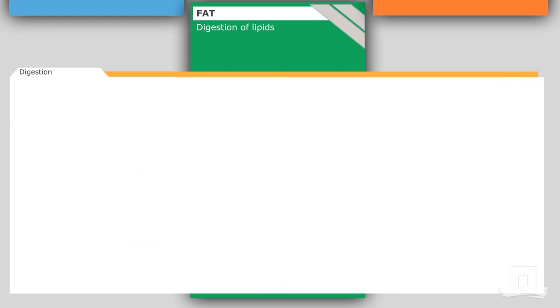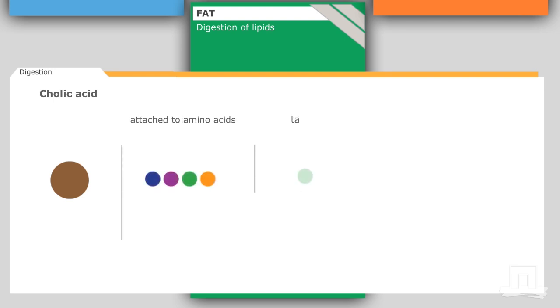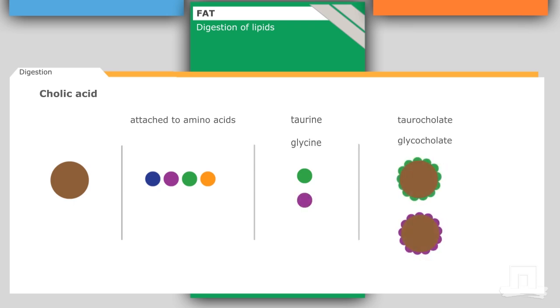Now, the main bile acid that is released is called cholic acid. And this cholic acid is normally attached to amino acids, the amino acids taurine and glycine, to form taurocholate and glycocholate. And these bile acids we call conjugated bile acids.